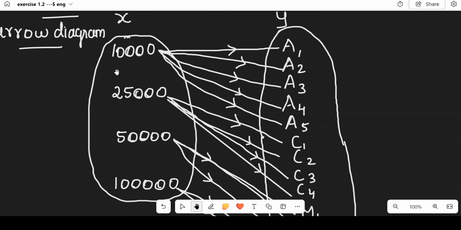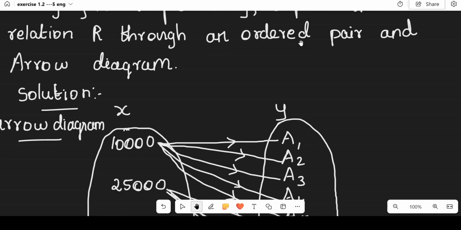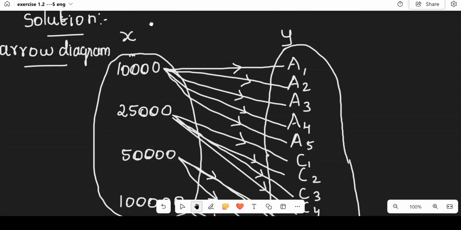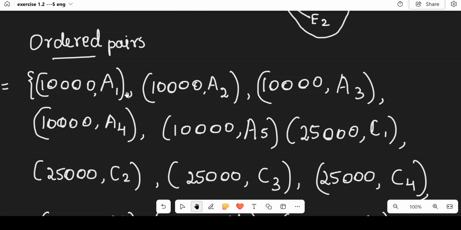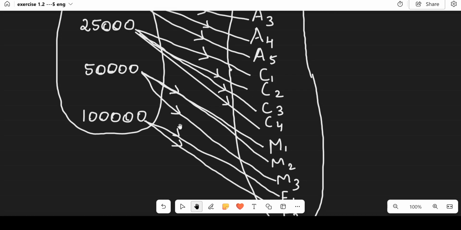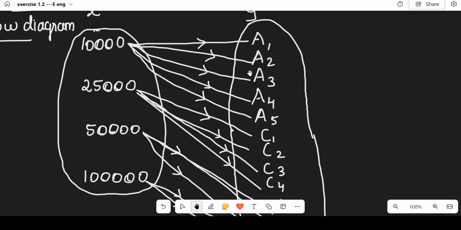Next is what has been asked, ordered pair. Ordered pair means the roster method. We have to list out the elements inside the set brackets. That is the roster method. The same way of representing the relation, that is ordered pair. Okay, in ordered pair we can use the same name, roster form or ordered pairs. Okay, here we are going to list out all the pairs in set brackets. That is nothing but roster form or ordered pairs.